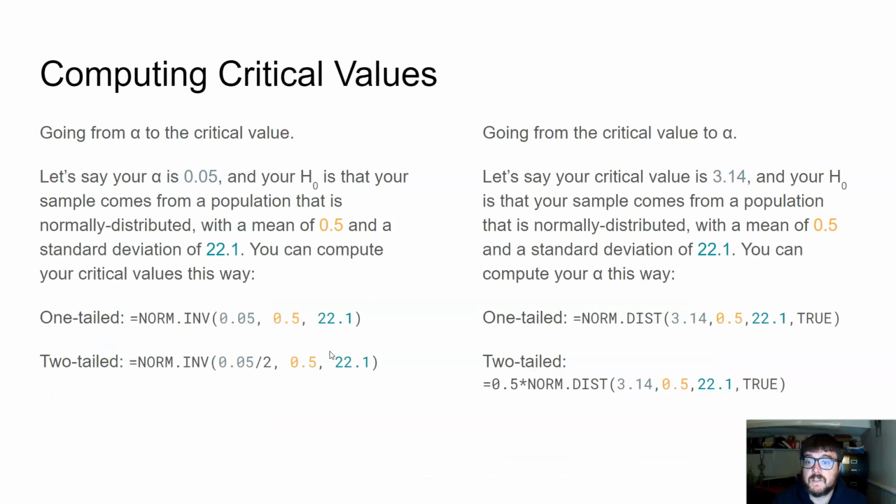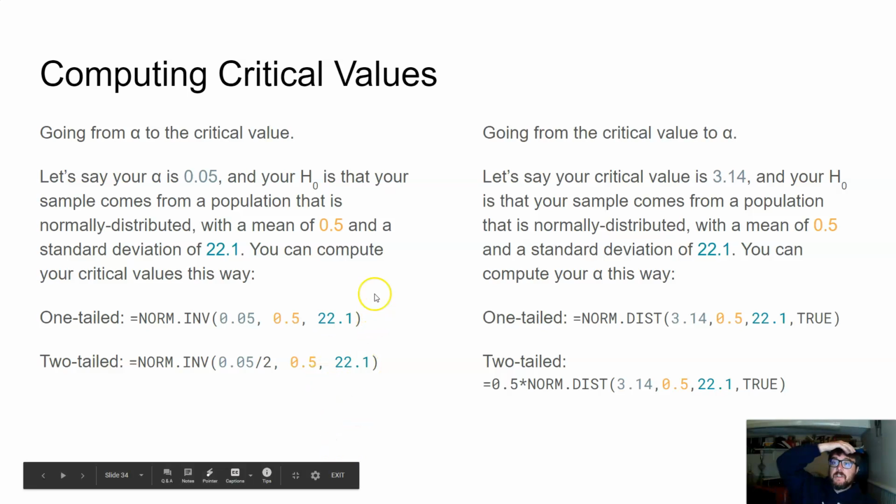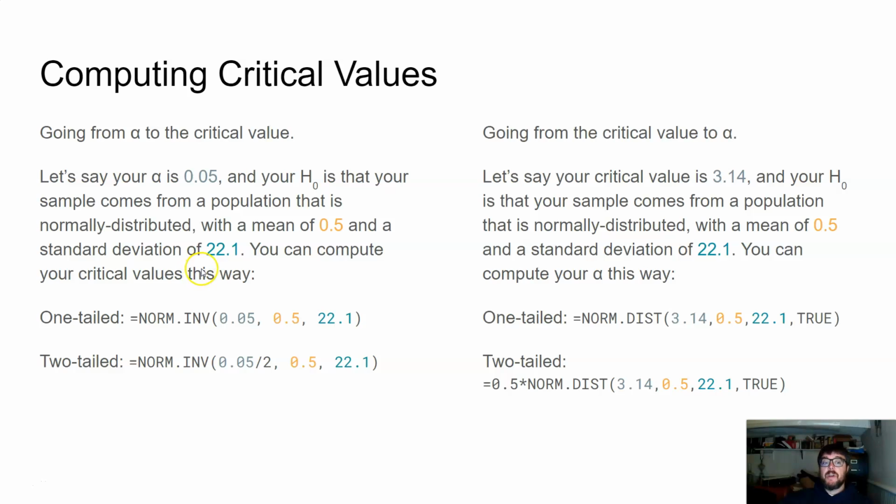Okay, so this is what I should have talked about before. Going from alpha to the critical value uses the norm.inv function. If we have alpha is 0.05, so we're willing to tolerate a 5% type 1 error rate, and our null hypothesis is that our sample comes from a population that's normally distributed with a mean of 0.5 and a standard deviation of 22.1, then you can compute your critical values this way. So there's our one-tailed critical value. And then, like I said, we have to divide our alpha by 2 to get our two-tailed.